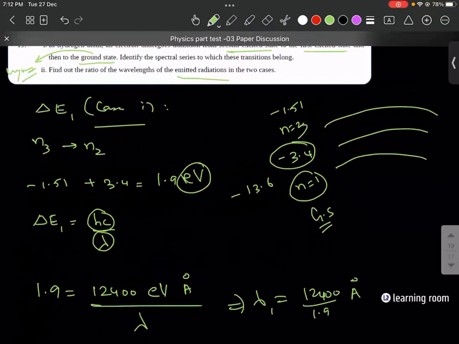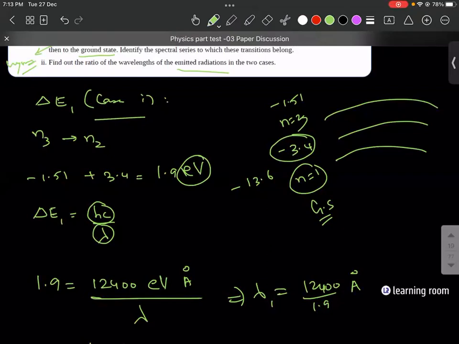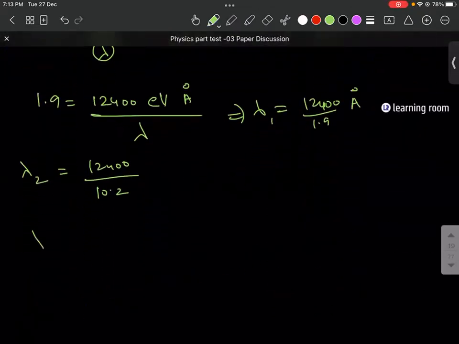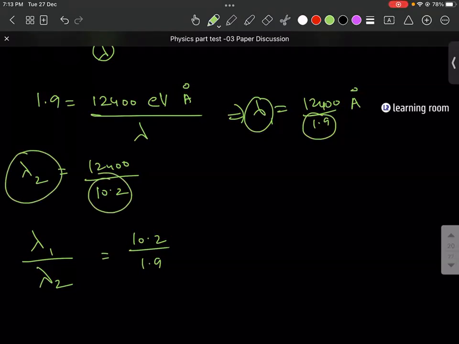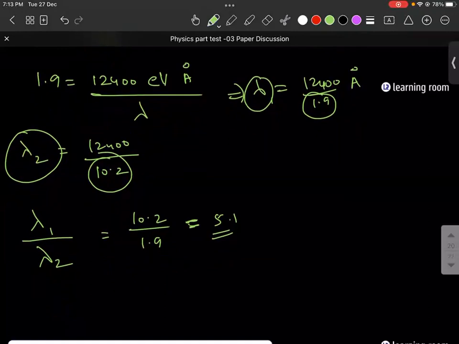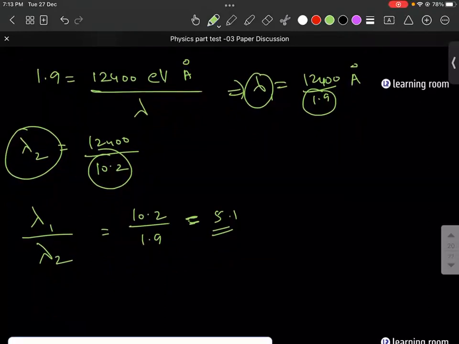So they ask the ratio of lambda 1 by lambda 2. Correct? So lambda 1 by lambda 2, can I write it as 10.2 divided by 1.9? Because lambda 1 is inversely proportional to 1.9, and lambda 2 is inversely proportional to 10.2. So 10.2 divided by 1.9 will give you a value greater than 5, somewhere around 5.1. Are you guys able to understand this question? How many of you solved this?